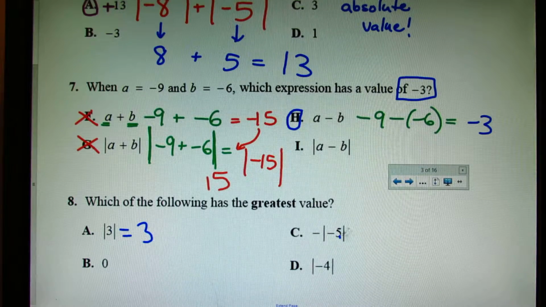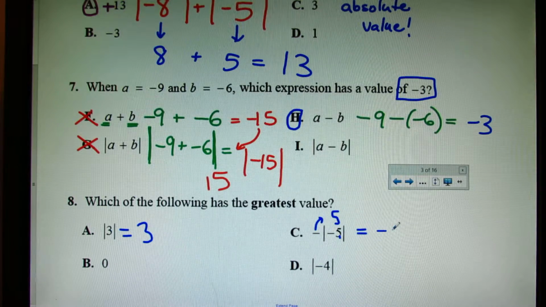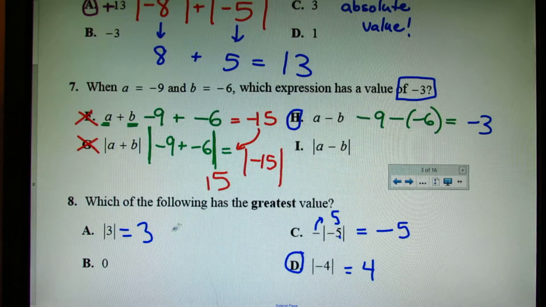The absolute value of -5 with a negative sign in front. Well, just the absolute value of -5 would get you 5, but then that negative sign stays with it. So this is actually equal to -5. My final answer for choice D is the absolute value of -4, and again, the absolute value of -4 is just +4. Which one has the greatest value? Here, it's choice D. Comparing 3 and 0 and -5 and 4, your greatest number is going to be 4.